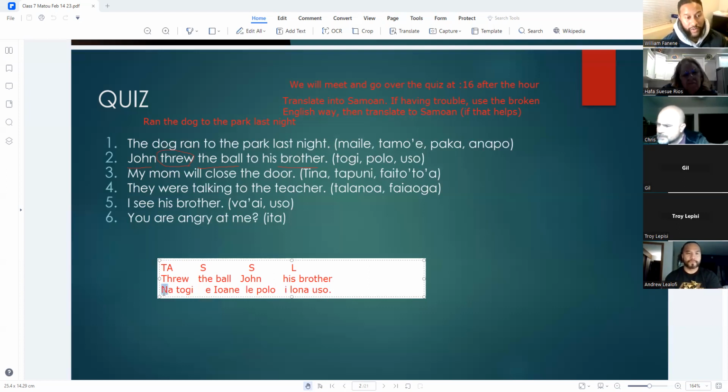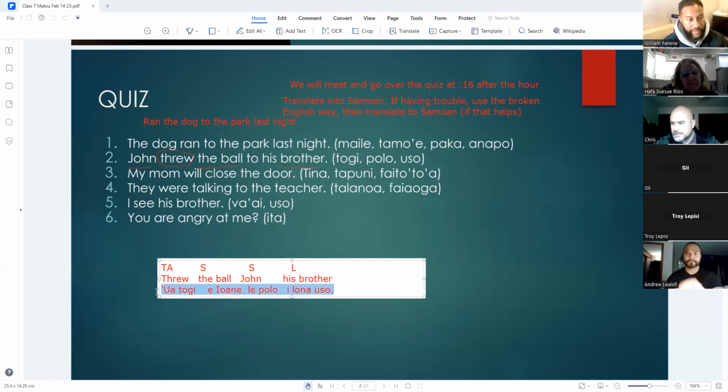Another way, if you said ua, that's good too. Even though it's a present tense, if you're updating someone on the status of the ball, like what happened to the ball, or what Ioane is doing, then you say uatongi e Ioane le polo i lona uso, like he has thrown, or Ioane has thrown the ball to his brother. Okay, so either one of those, or even sa, na, or ua. And if you got any one of those, great.